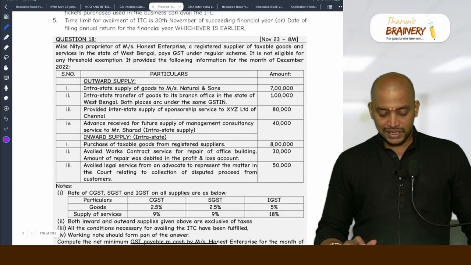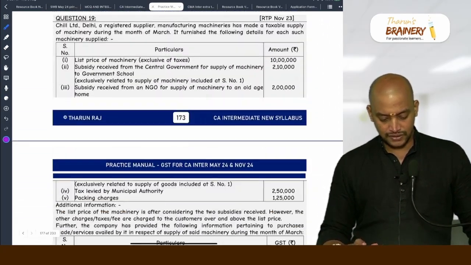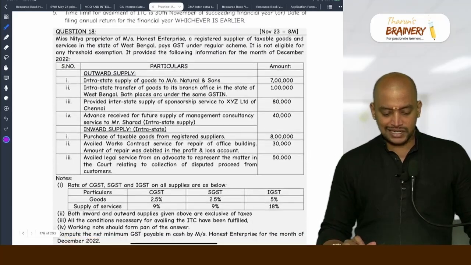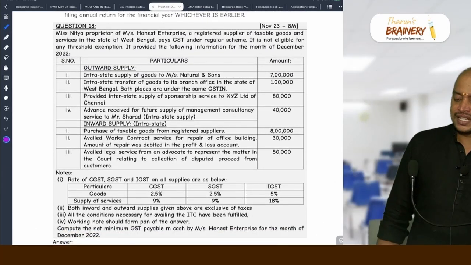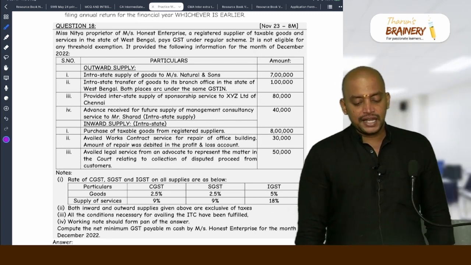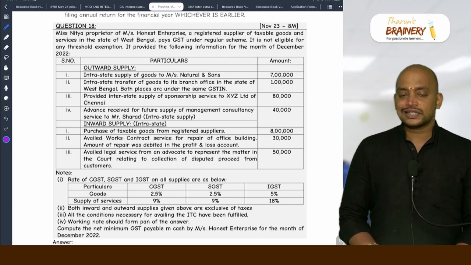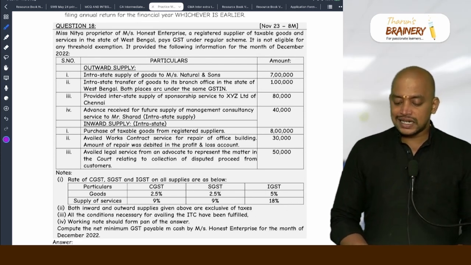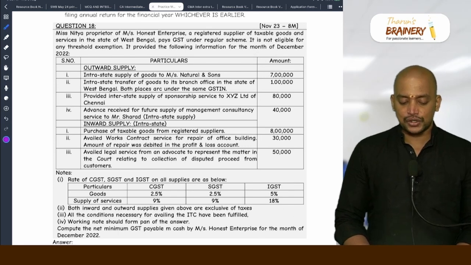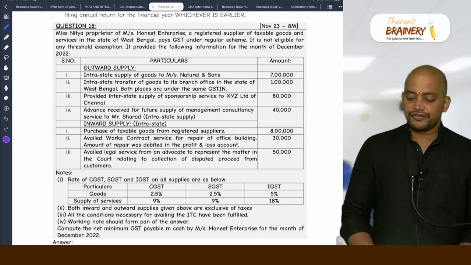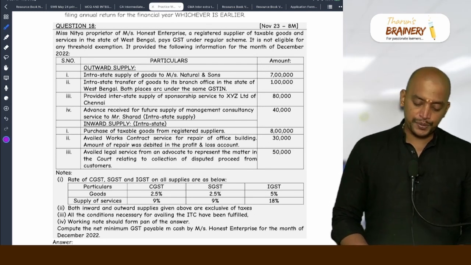Next, question number 18. 18 we discussed. No. Okay. Question number 18. Miss Nitya, proprietor of Messrs. Honest Enterprises, a registered supplier of taxable goods and services in the state of West Bengal, pays GST under the regular scheme. It is not eligible for any threshold exemption. It provides the following information for the month of December 2022.